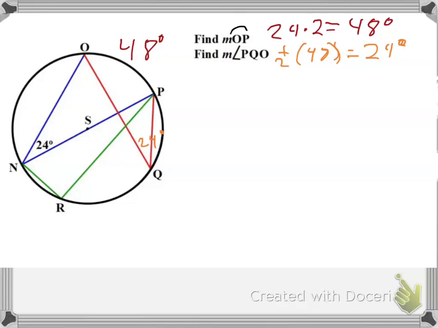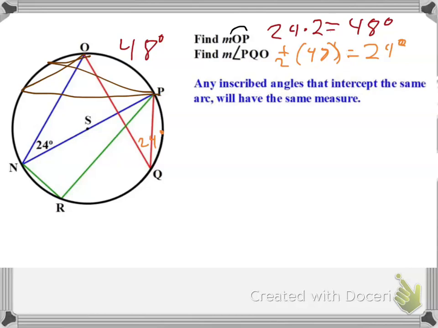Which makes sense because they intercept the same arc, right? So these inscribed angles both intercept the same arc, and therefore they have the same measure because it's half of the same thing. So what if I had another angle like that? What would the measure of that be? 24 degrees. It still intercepts that 48-degree arc, right? What if I had an angle like this? Still 24 degrees. It intercepts that same 48-degree arc, so it's still half of that. So, thing we can write down: any inscribed angles that intercept the same arc will have the same measure every single time. Doesn't matter where they are, if they both intercept the same arc, then they will both have the same measure.